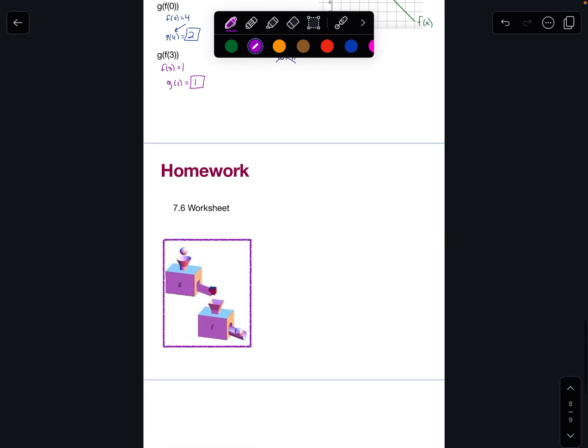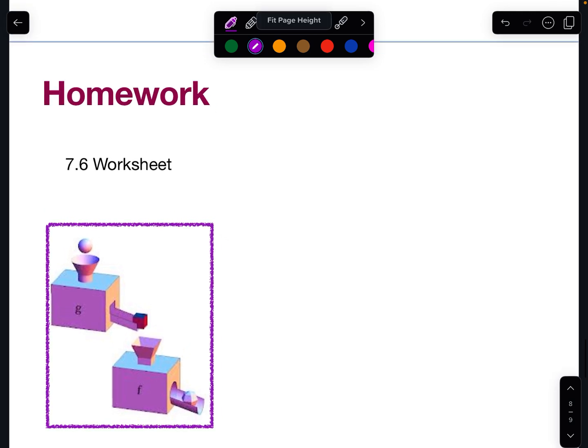So our lesson today was all about function composition. We talked about a real-world example of that and how the order actually does matter most of the time. There are some unique situations where it doesn't. But then we practiced function composition algebraically and graphically as well.